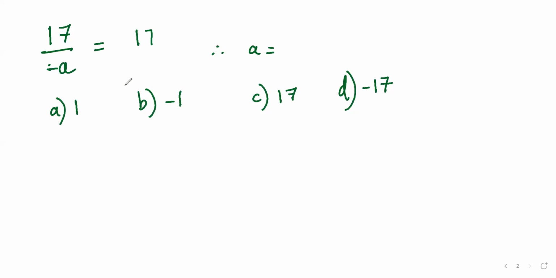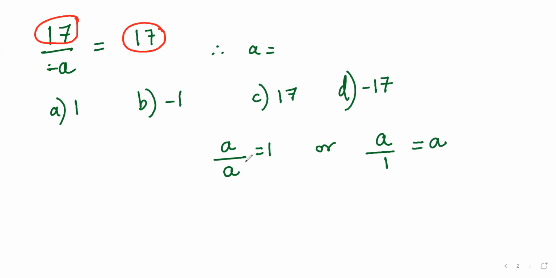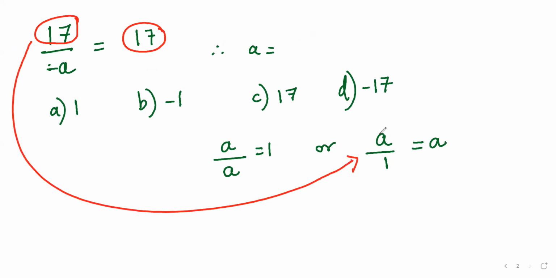So what you have to do is go with the laws here. When you have 17 by minus A is equal to 17, what values can A take? I told you, if you write A divided by A, it is equal to 1, or A divided by 1 is equal to A. Now, if you look here, you have 17 here and you have 17 here. Compare it with this form. It can only happen when down below you have 1.